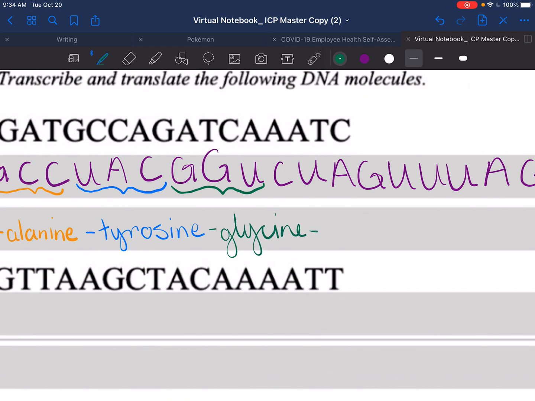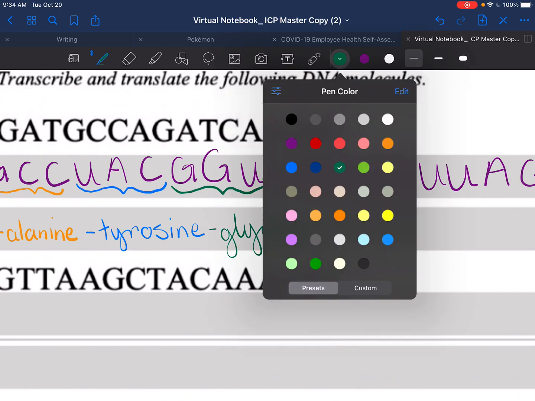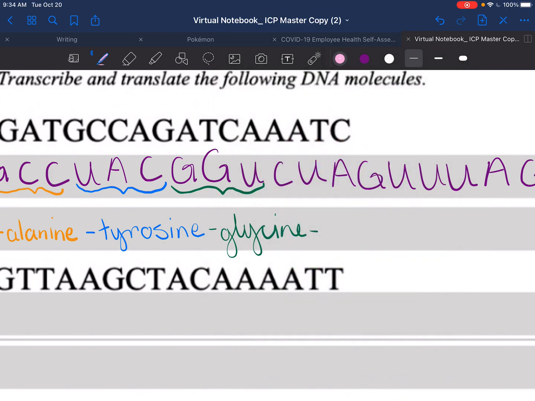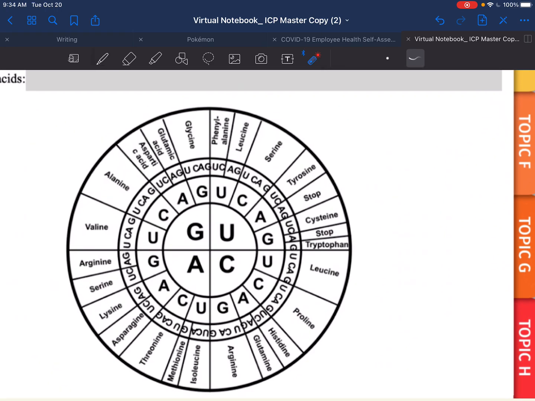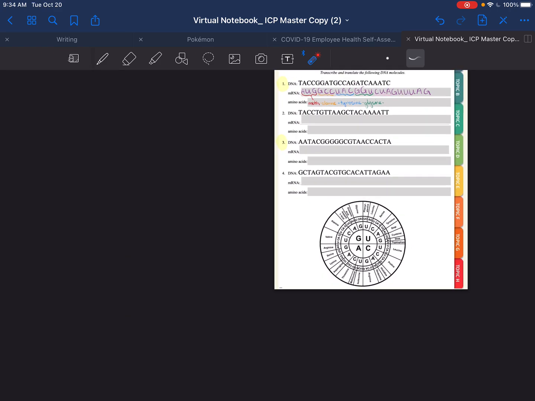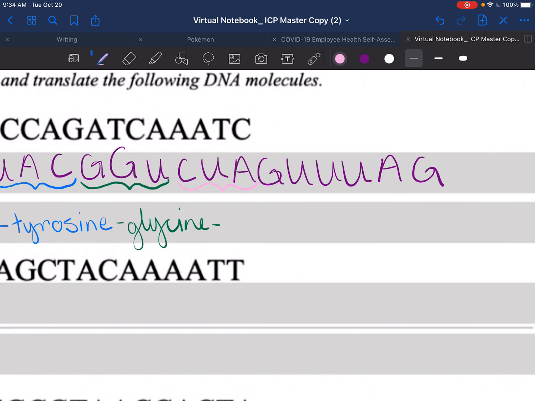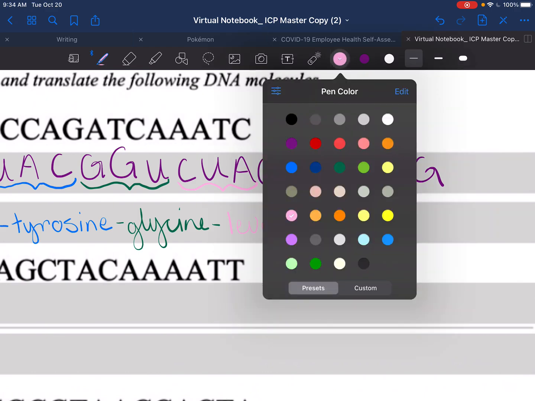The coolest part about this is that humans do this the same way that bugs do this, the same way that your dog does this. Every animal has the same decoder ring. CUA, that codon, is going to be made into leucine in every single creature on Earth, everything with DNA, everything alive. It's amazing how consistent it is.